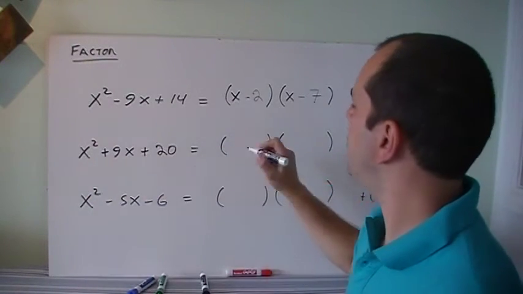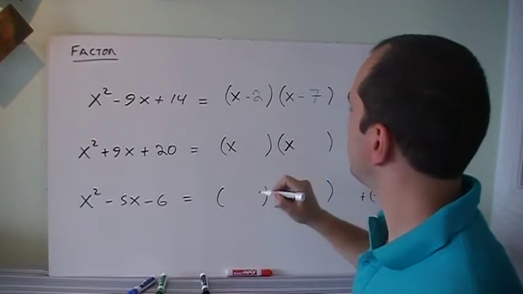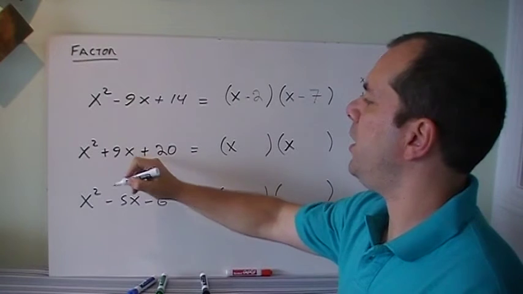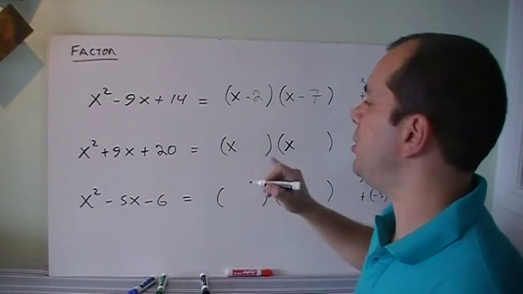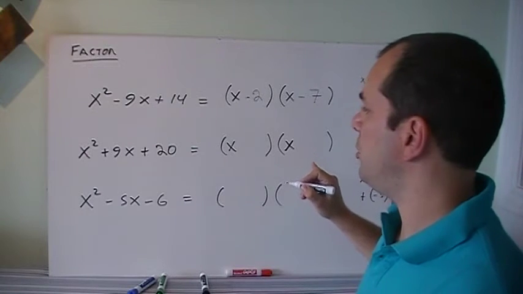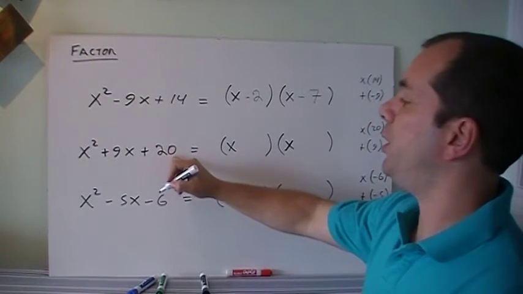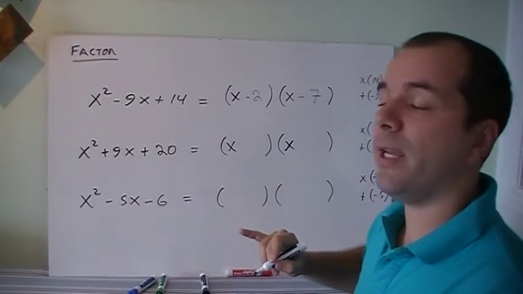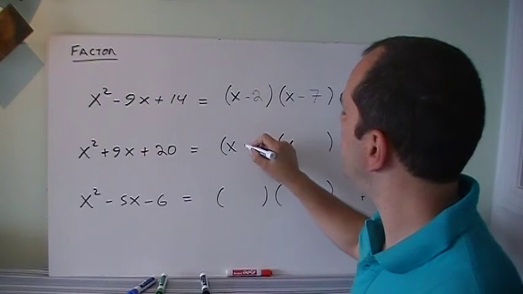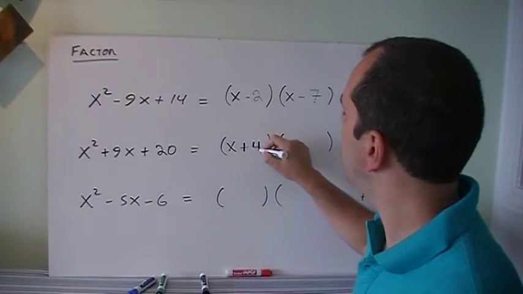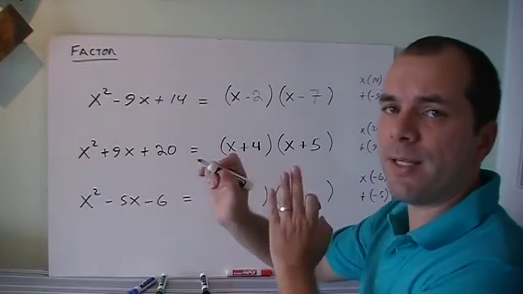X squared, so that's going to be x and x. And 20 and 9, and they're both positive. If they're all positive, it means that these two numbers will be positive too. So I need two numbers that are both positive that will multiply to 20 and add up to 9. Well, 4 and 5. Yeah, that's right. So I go 4 plus 5. Now if you put them 5 and 4, it's the same answer, right?